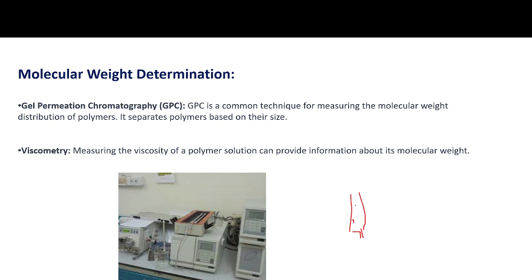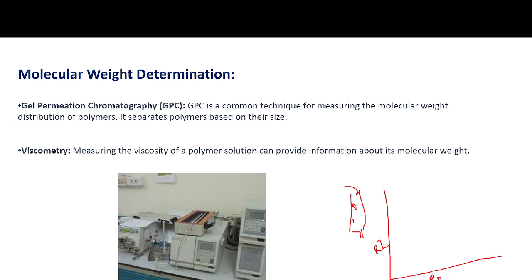In that column there are pores present. So if we pass our polymer sample through this column, the higher molecular weight polymer comes out easily, but the lower molecular weight polymer has a lower hydrodynamic volume, so it goes into the pores and takes time to come out of the system. Here we get a plot called RI, the refractive index, versus retention time.